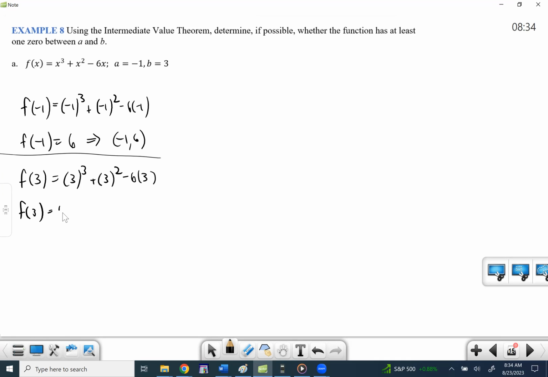All right, so I got an 18. Okay, so that implies that 3, 18 is on the graph. Okay, this is not good. They both ended up being positive, right, you guys? Uh-oh. That's not what the intermediate value theorem says. It says if they have opposite signs. Now, this doesn't mean that we can conclude that there isn't a zero. This means that the intermediate value theorem doesn't apply.